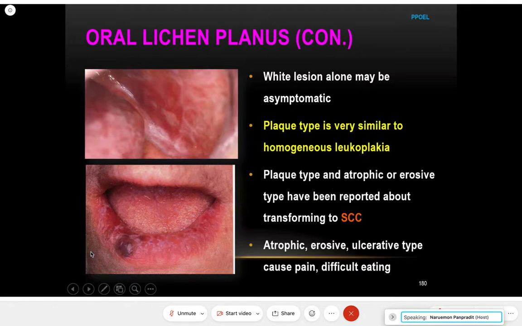You need to be careful about the differential diagnosis, and if you suspect, a biopsy is important, because plaque type, atrophic or erosive type have been reported to have malignant transformation to SCC more than the other types.